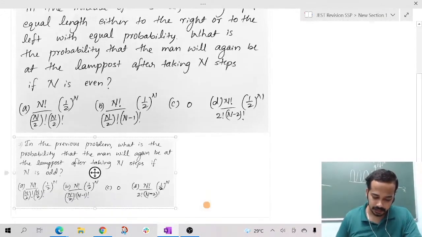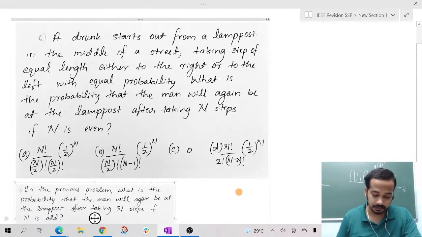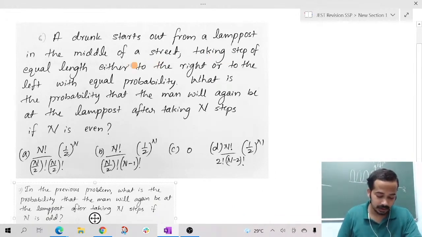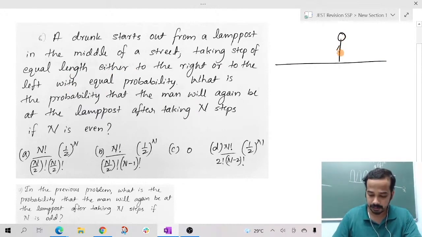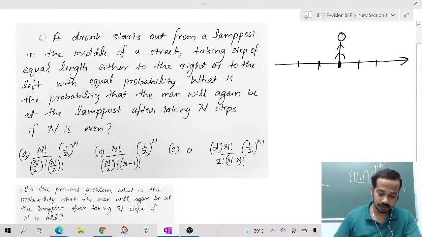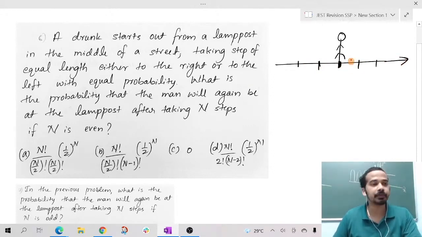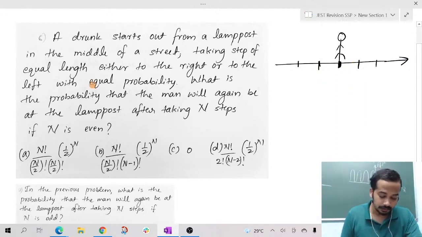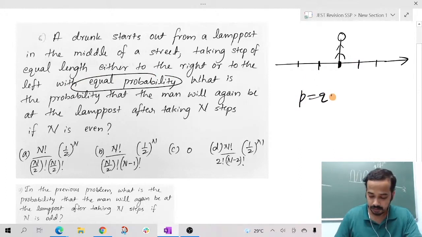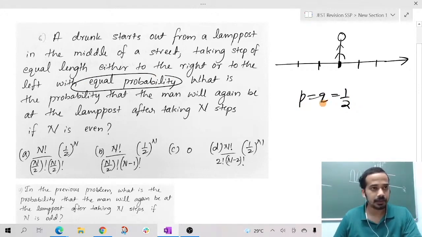A drunk starts out from the lamp post in the middle of the street, taking steps of equal length either to the right or the left with equal probability. We have seen this problem already, isn't it? So this is the lamp post, each step of equal length, either to the right or left with equal probability. Can I write p is equal to q is equal to half here? Probability of taking a step to the right, probability of taking a step to the left.